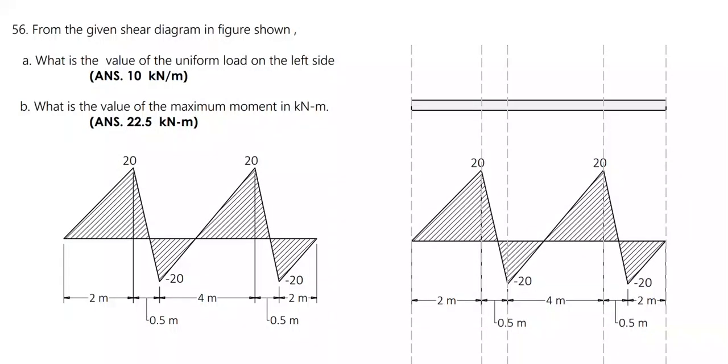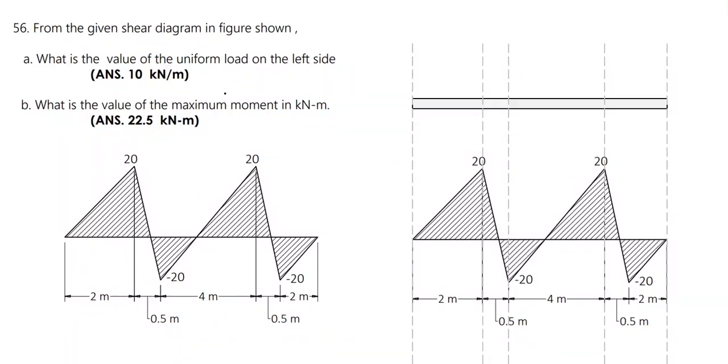From the given shear diagram in the figure shown, we are tasked to determine the value of the uniform load on the left side and the value of the maximum moment in kilonewton meters. Now to solve for the first problem, the value of the uniform load on the left side, notice that the shear is positive, which means we expect this uniform load to go upwards.